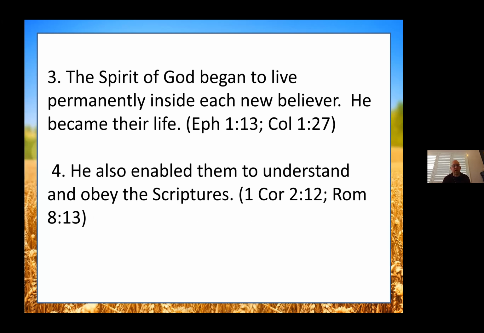But there's so much more now that the Spirit of God begins to do in the life of the believer and the life of the church. And we see this lived out in the early church. So number three, the Spirit of God began to live permanently inside every new believer. He became their life.